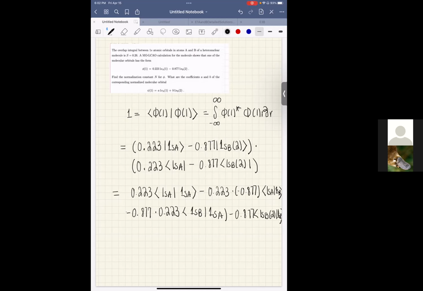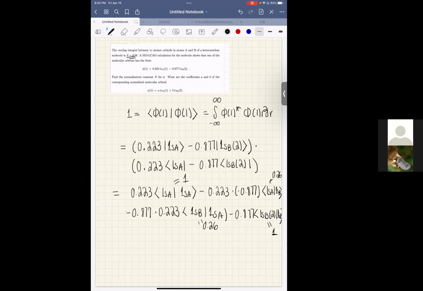So because these are normalized s orbitals, this would equal 1. This is an overlap integral, and they're shown here what the overlap integral is. So this is going to be equal to 0.26, because that's an overlap integral. And that's equal to 1 because of the normalized wave function.